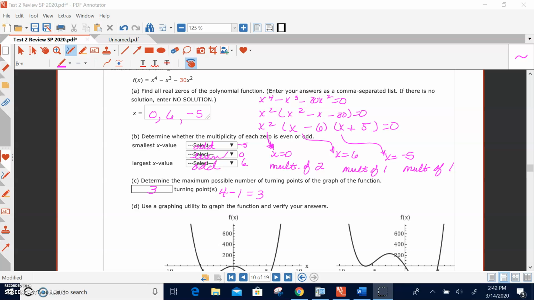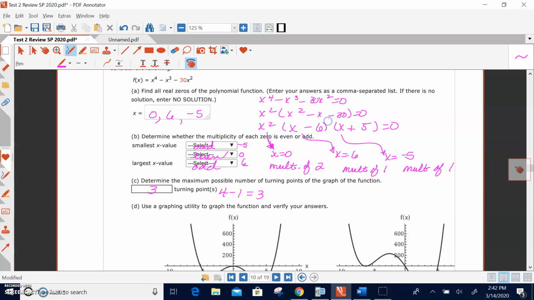Okay, so let's take a look at this one. x to the 4th minus x cubed minus 30x squared. Degree is 4, so we're looking for 4 zeros. If I factor out an x squared, I get x squared minus x minus 30. The x squared minus x minus 30 factors into x minus 6, x plus 5. So I get a zero of 0 from the x squared, but it's going to have multiplicity of 2 because of the square. I'll have a zero of 6 from x minus 6. It has multiplicity of 1.